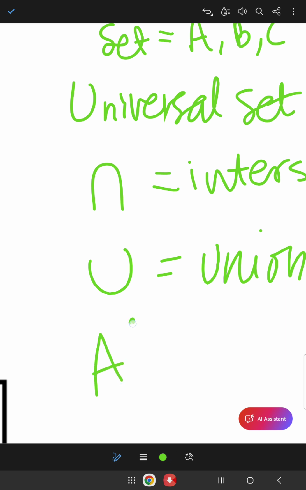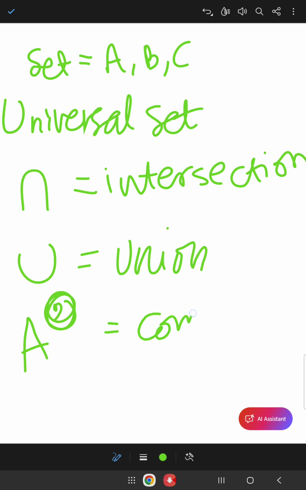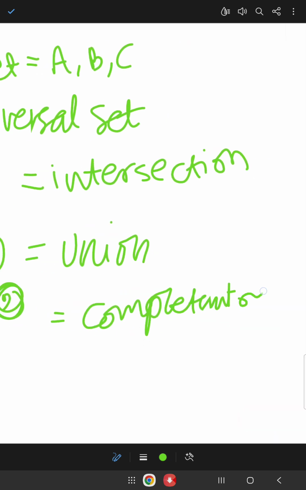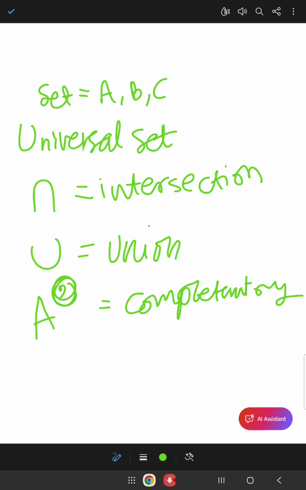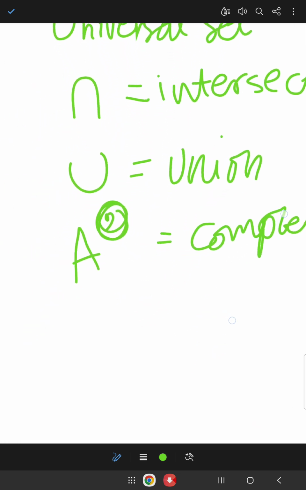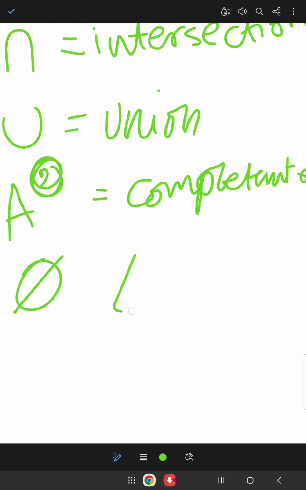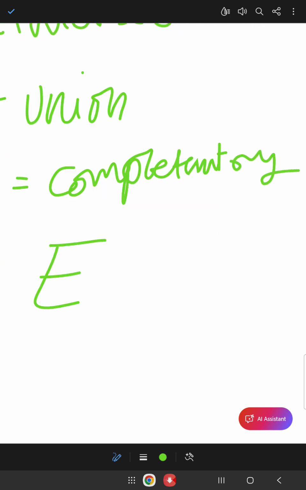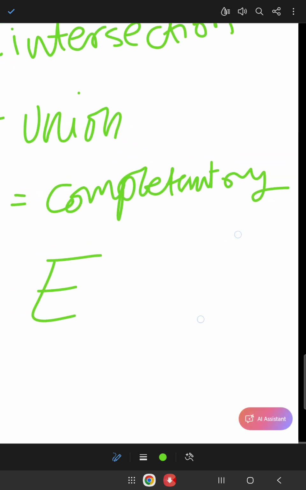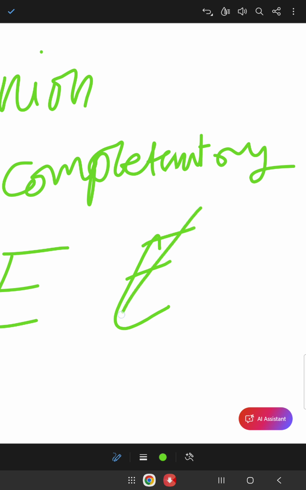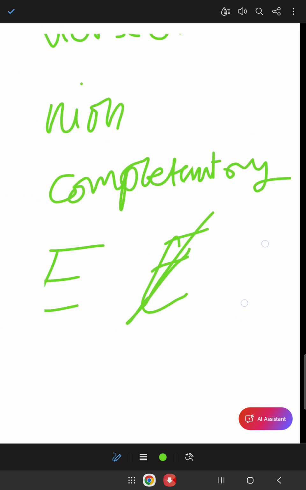And if we have a set and then this symbol here, this means complementary. It can also be represented by C. So this means not the set, so not A in this case. So it's everything but the set. We have another symbol like this. This means the set is empty. We have E, which means element. So element means that it belongs to a certain set. And then we have this, which means not an element of. So you just put a cross on it. It's quite easy to remember.